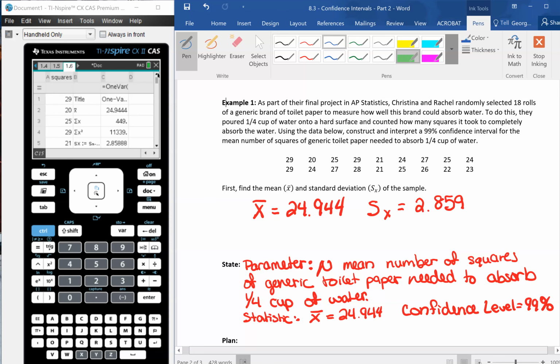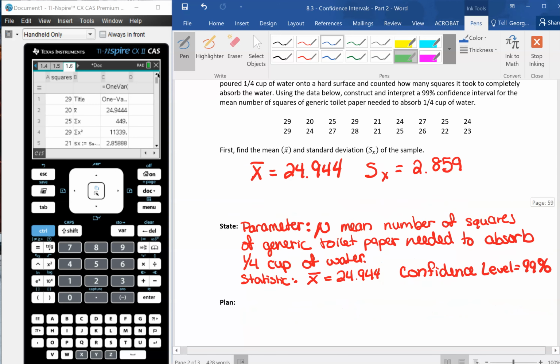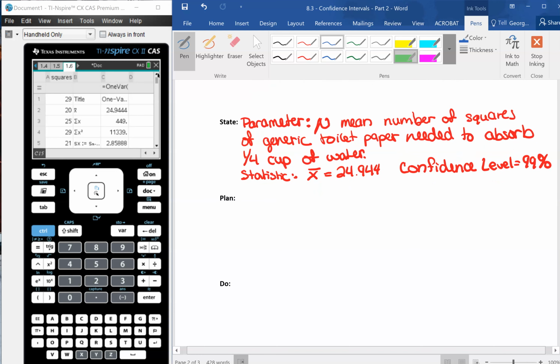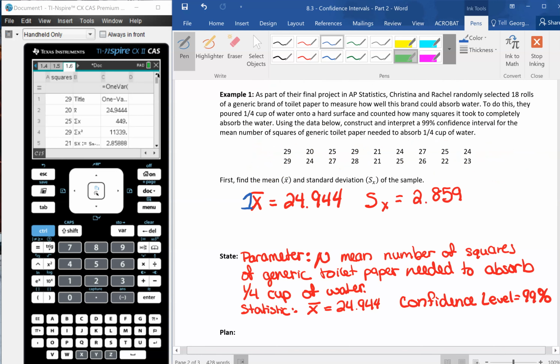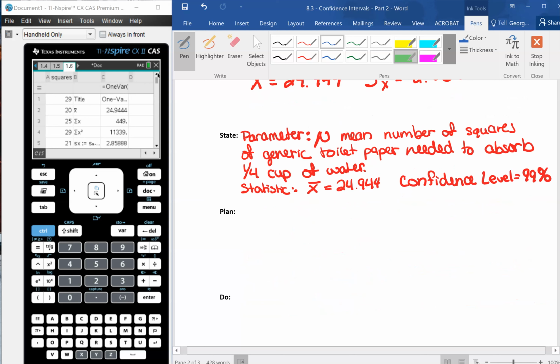All right, moving down to plan. First thing we want to do is make sure we name this, so we say what procedure we're doing. So we are doing a one sample, of course. It's one sample because we have one set of data versus what we were doing last week when we had two sets. So one sample t interval for mean. If you wanted to write mu there, you could do that too. It's fine, however you want to do it.